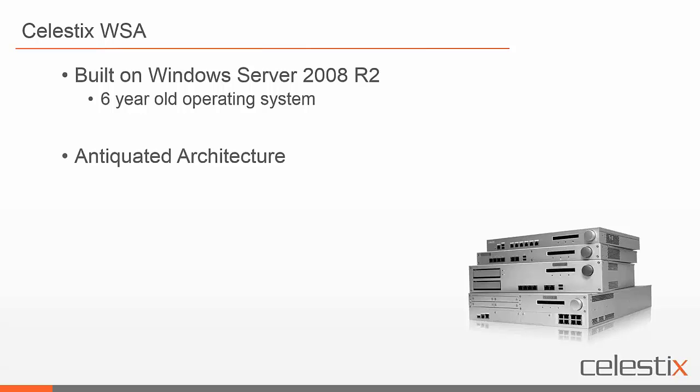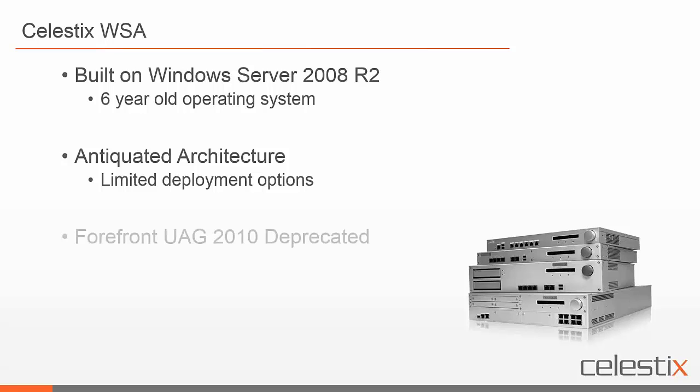Also, the UAG architecture is becoming a bit antiquated and really suffers from some real challenges with regards to limited deployment options. UAG had a hard and fast requirement that you had to have 2 network interfaces. You had to be connected directly to the public internet, and there's some other challenges there as well. And I think one of the biggest challenges today that those of you who have deployed the Celestix WSA face is that Forefront UAG 2010 is now deprecated.